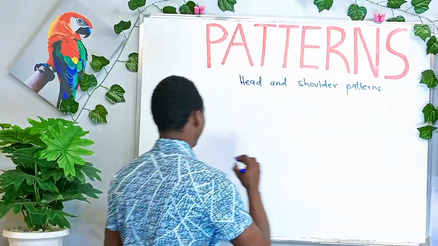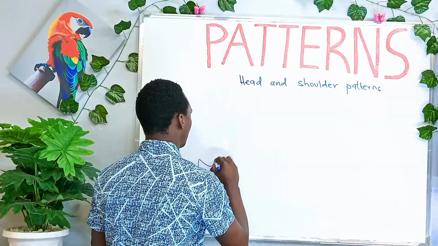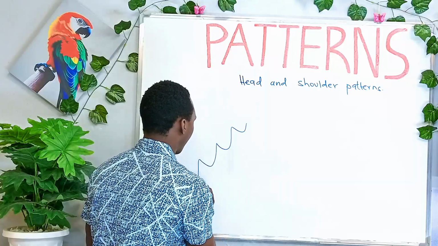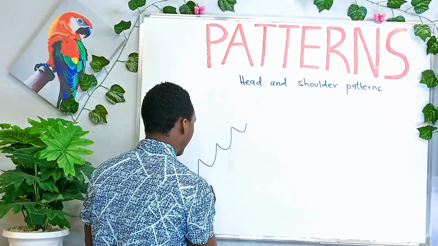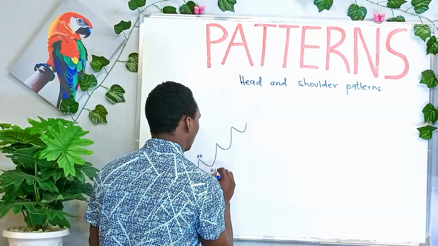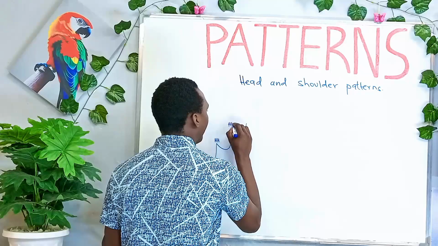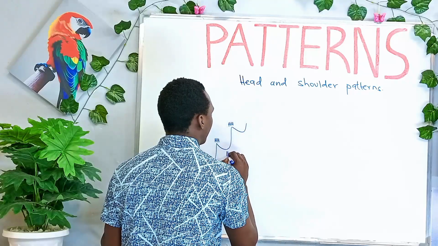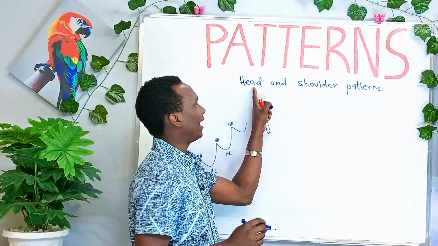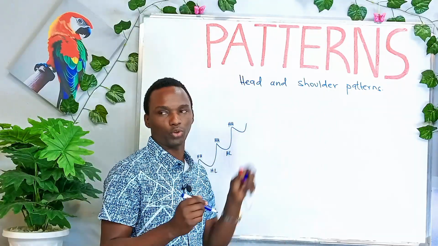So in that scenario, remember we are coming from an uptrend, which forms some higher lows and higher highs. This is a higher high, this one is a higher low. To form a head and shoulder pattern, we require to form the first shoulder.